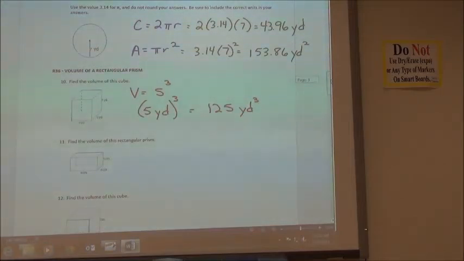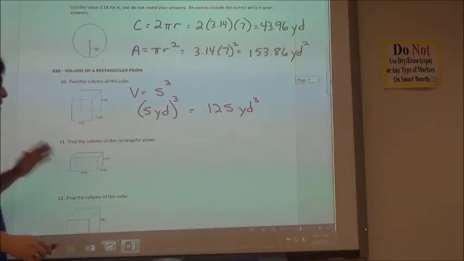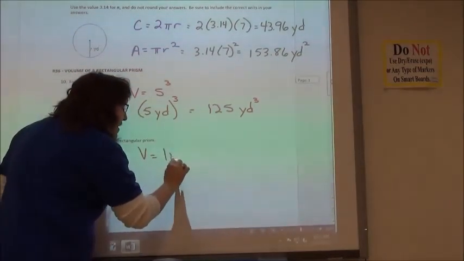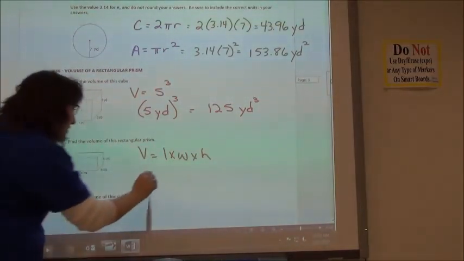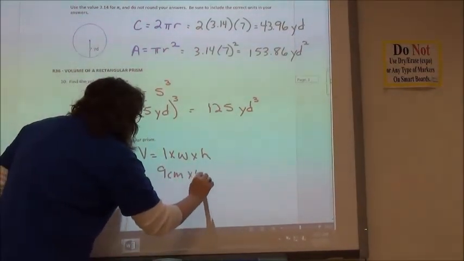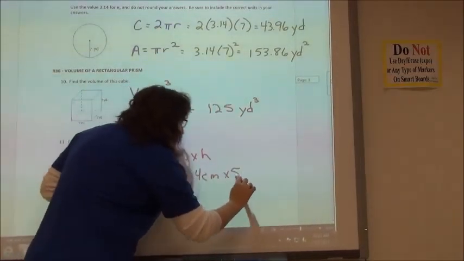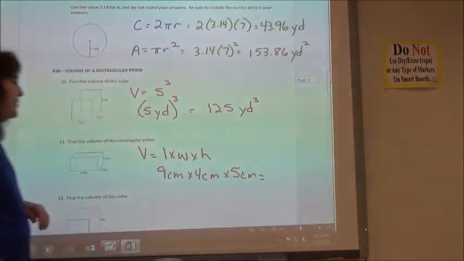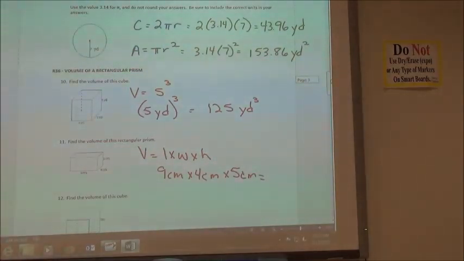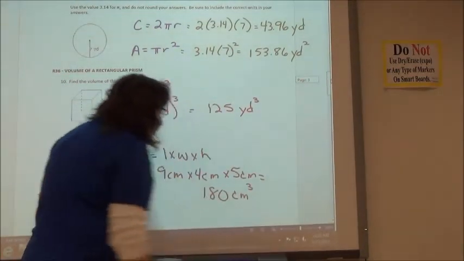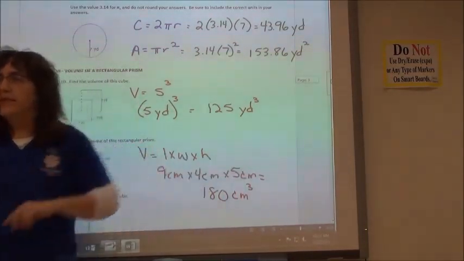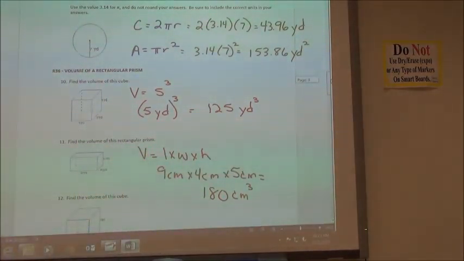So on number 11, when I do the volume of my what they call rectangular prism, which is a fancy name for a box, I'm just going to do length times width times height. The length times the width would give you the area of the bottom, and then times the height. So in this case, I would take 9 centimeters times 4 centimeters times 5 centimeters. And so when you multiply that out, you get 180. And my label, centimeters cubed, because I have centimeters times centimeters times centimeters. Centimeters to the 3rd power. Volume's always in cubic units.